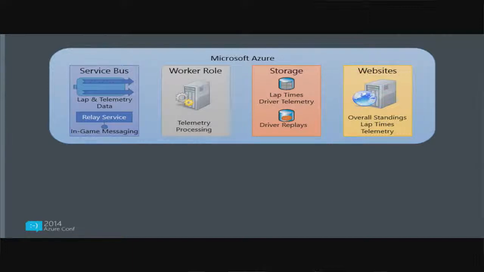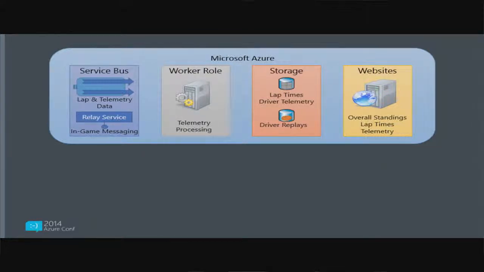In Azure Services, I've got an Azure worker role. The worker role is responsible for dequeuing the telemetry messages in the service bus, processing that information and inserting it into storage. So we've got a storage system storing that data. Within Azure Storage, I'm using a couple of the services. I'm using table storage to store the driver lap times and the driver telemetry data. And then I'm using blob storage, a blob container with blobs in it, to store the actual binary driver replay data, and that's going to be used to generate the ghost cars.